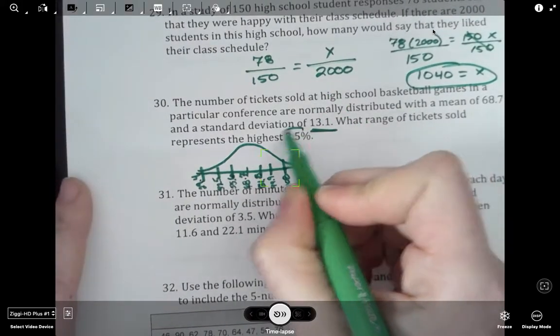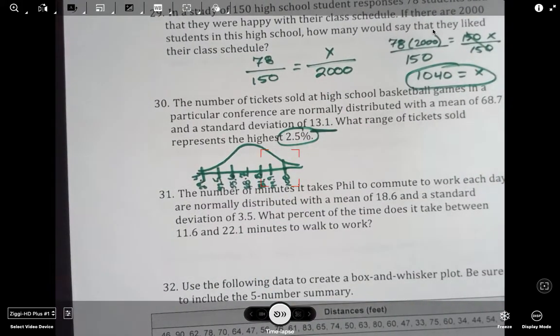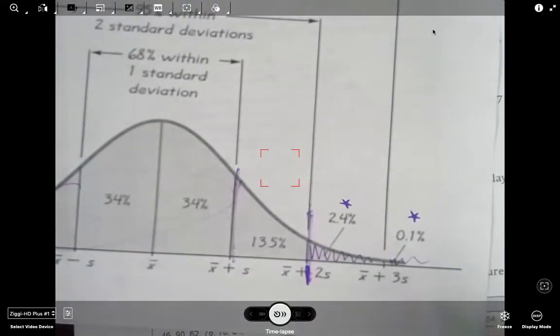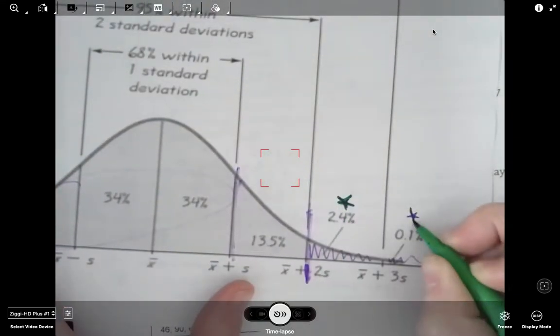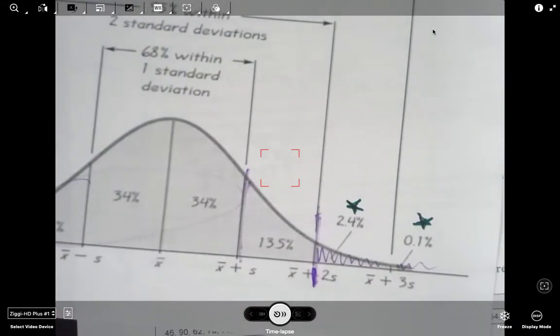All right, now I'm going to turn back this way. They want to know the highest 2.5%. Okay, the highest 2.5%. So I'm going to go to my bell curve. You guys each have one of these now, if you didn't already have yours. Okay, the highest 2.5%. This is 2.4% here, and this is 0.1%. So those two added together make 2.5%.